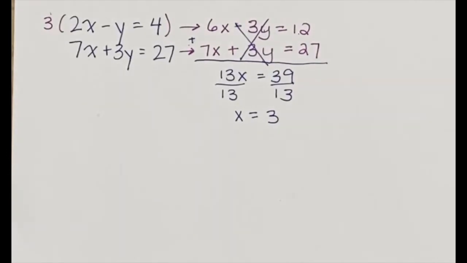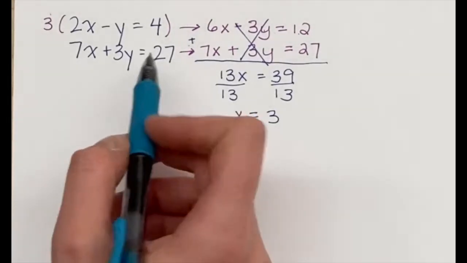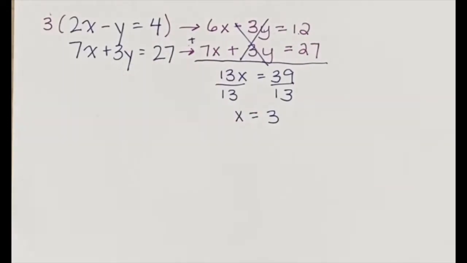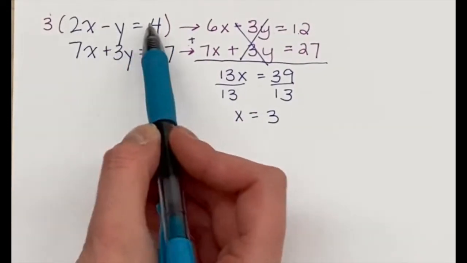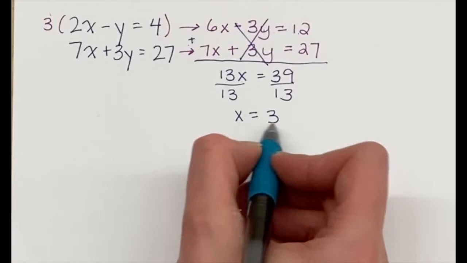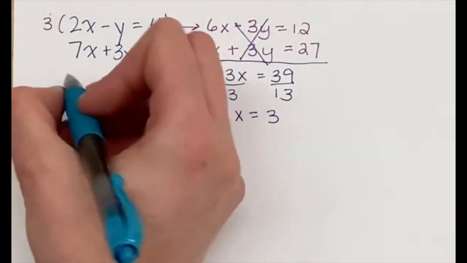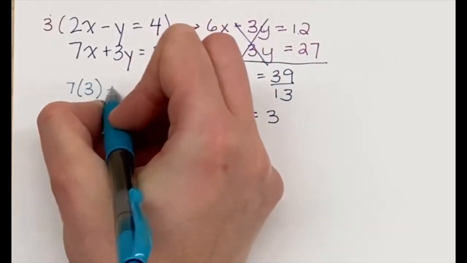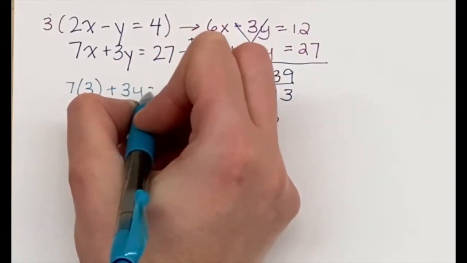Now, once again, you get a choice of which equation you want to plug into. But really, I'm going to go back and plug into my original equations over here. So I'm going to plug into the bottom one down here. Again, you could choose. You could plug into the top one if you'd like. So I'm going to take this 3 and replace it for the x here. So I'm going to have 7 times 3 plus 3y equals 27.